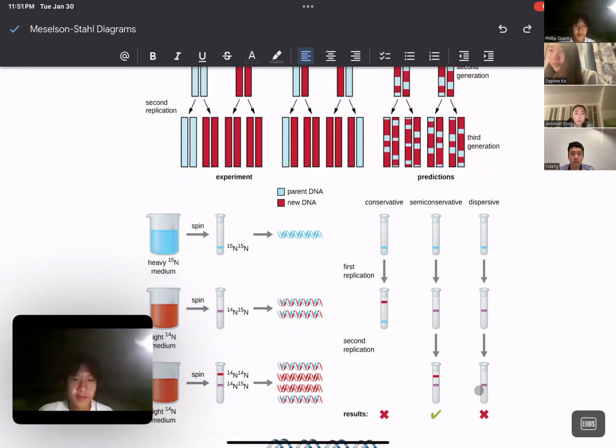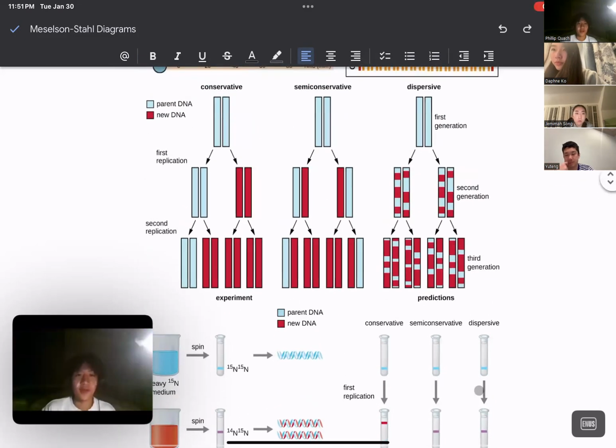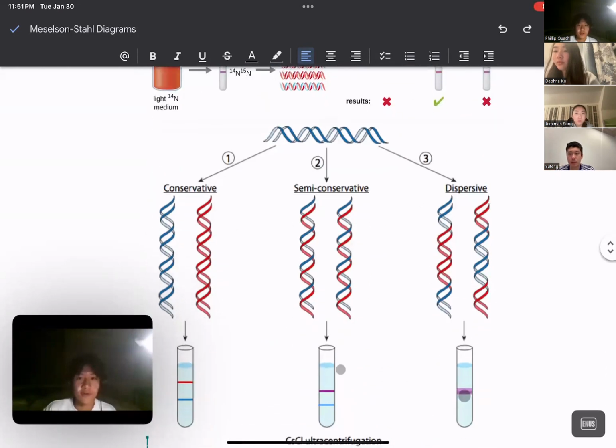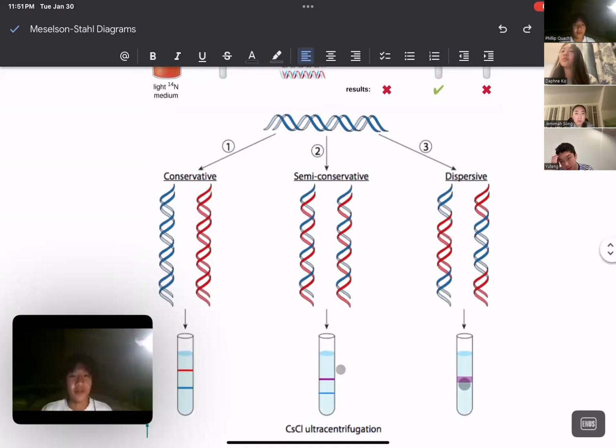And here's why conservative and dispersive would be incorrect. Conservative would be an incorrect replication because the first generation of the experiment showed that when the light and heavy DNA were spun in the centrifuge and separated by weight, it showed that half of the DNA contained heavy nitrogen, N15, and the other half did not. This is not in line with the conservative replication because its model predicts that one molecule would be completely N15 and the other molecule would be completely N14.